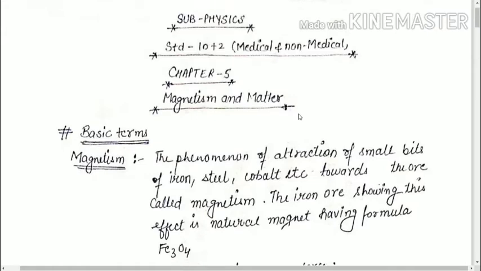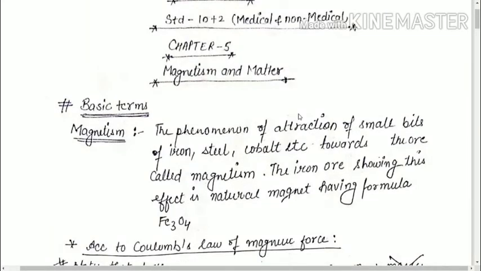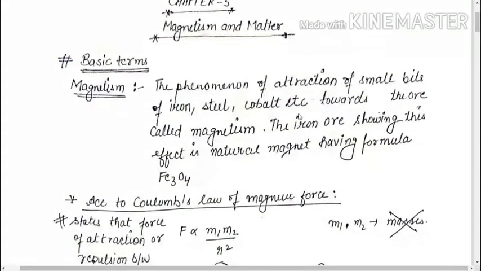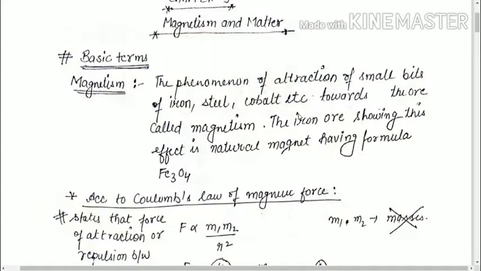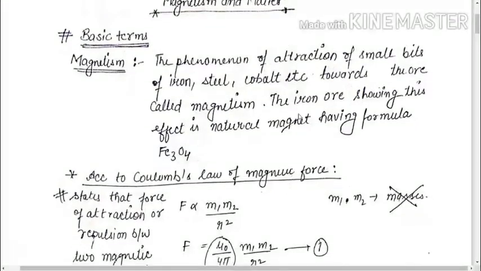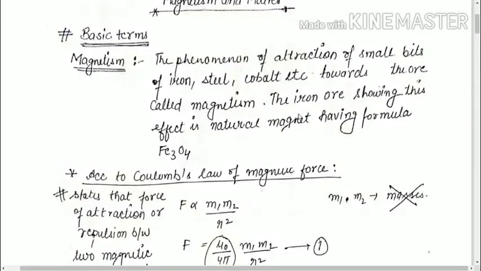Now we are going to start chapter 5, that is magnetism and matter. First of all, we have to deal with the basic terms, that is magnetism, magnetic dipole moment, magnetic dipole, magnetic length, and so on. First is magnetism: the phenomenon of attraction of small bits of iron, steel, cobalt towards the ore is called magnetism. And the iron ore showing this effect in natural magnet has the formula Fe3O4.